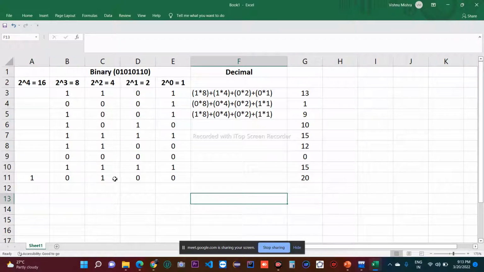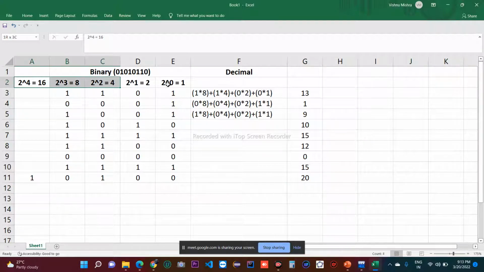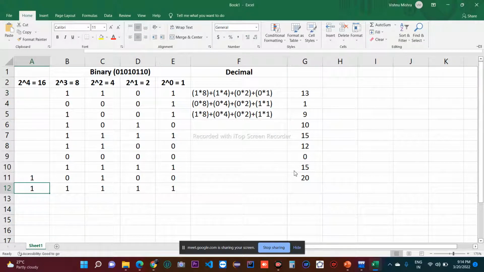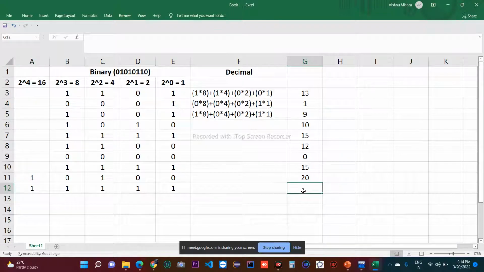What will be the maximum decimal equivalent which we can write from 5 bits? These are 5 bits. If we write all 1s, this will be the maximum. Correct? This is the maximum number from 5 bits. 31. 16 plus 8 is 24, 28, 30, 31. Very good.